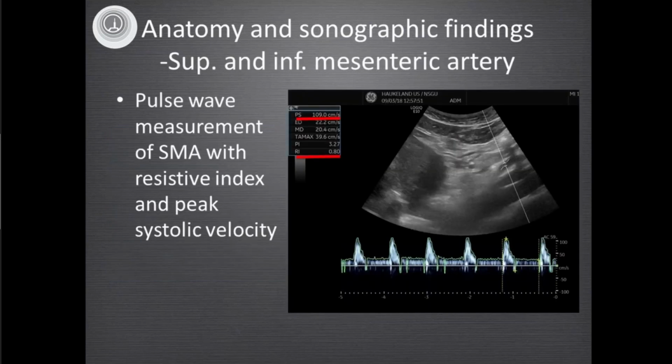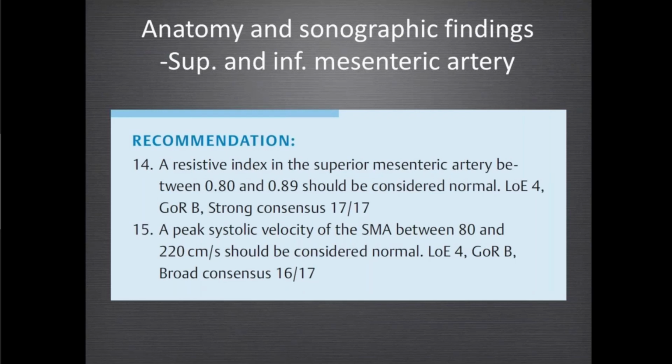Then you have how you measure what is normal when measuring the superior mesenteric artery. Again, I show you the measurements and an example of peak systolic velocity and the resistive index in this case. And in the literature, there's a wide variety of values you find. For instance, the resistive index varies between 0.8 and 0.89, and the peak systolic velocity between 80 and 220 centimeters per second. So this means that it's quite difficult to separate pathology and normal values.